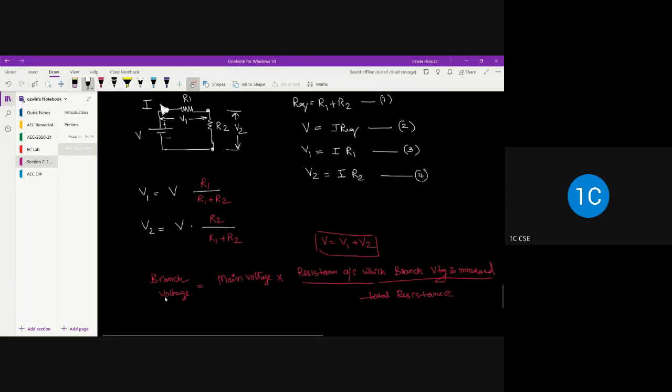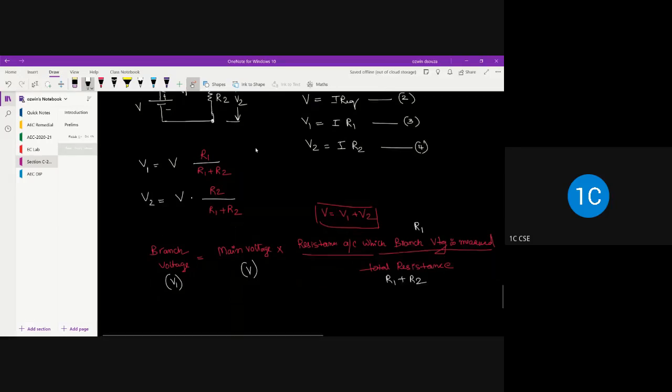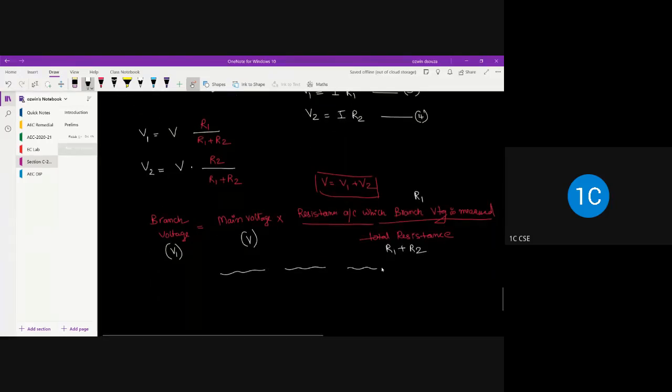So let us say, for example, branch voltage, let us consider V1. Branch voltage V1 is equal to main voltage. What is the main voltage? Main voltage is nothing but the supply voltage. Into resistance across which branch voltage is measured. My branch voltage is V1 and V1 is measured across the resistance R1. So the numerator term is R1, divided by total resistance. Total resistance is R1 plus R2. For this particular circuit, it is R equivalent itself because it's a series connected resistance. So this is how you derive the voltage division rule.